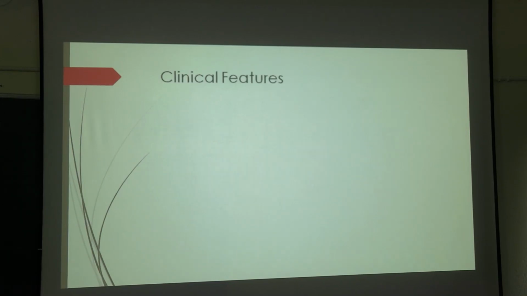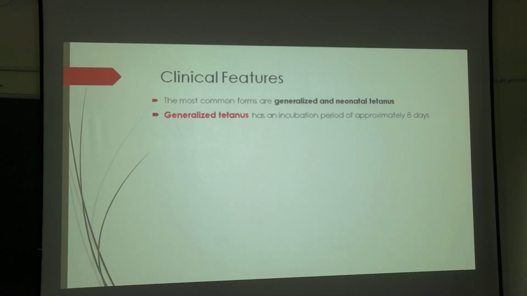So, clinical features. The most common clinical features: there are two forms, and there are also other forms. One is called generalized tetanus and another is called neonatal tetanus. Generalized tetanus is what we used to see in tetanus patients in the old days when there was no tetanus vaccine. Generalized tetanus has an incubation period of approximately 8 days. There is usually descending type of paralysis with initial involvement of the jaw muscles. In GB syndrome, there was ascending paralysis, but in tetanus there is descending paralysis.